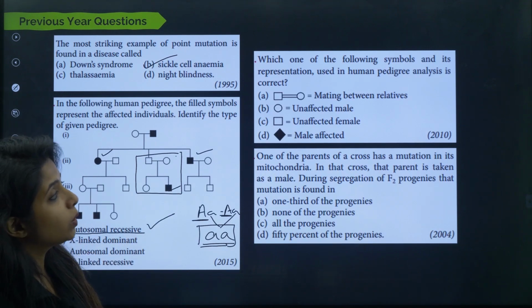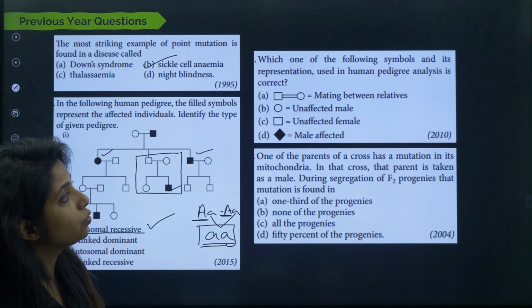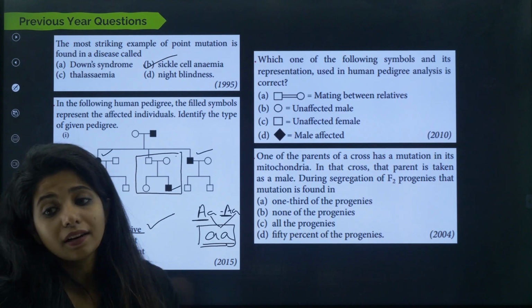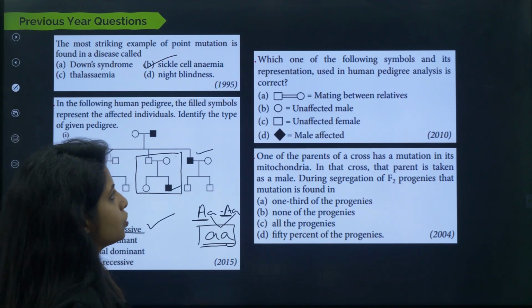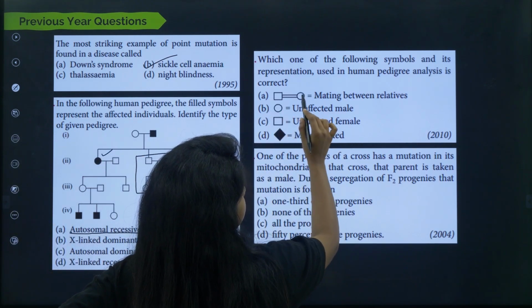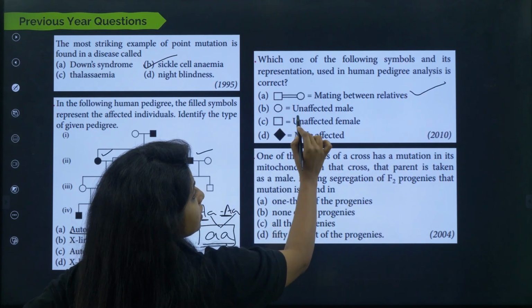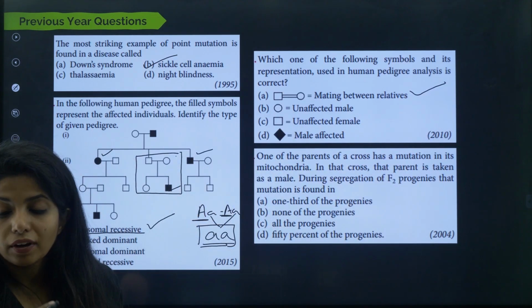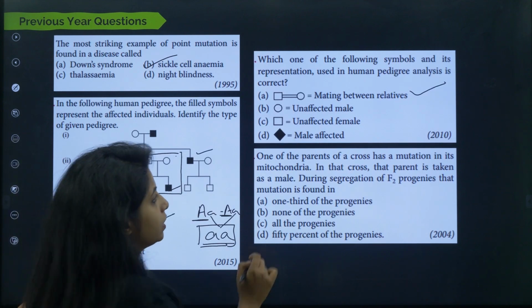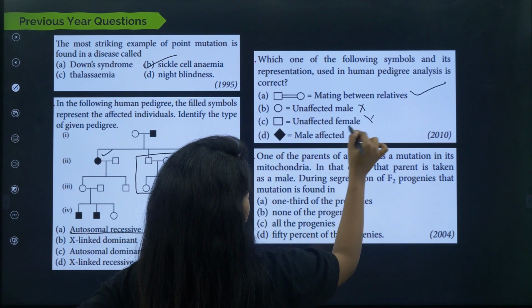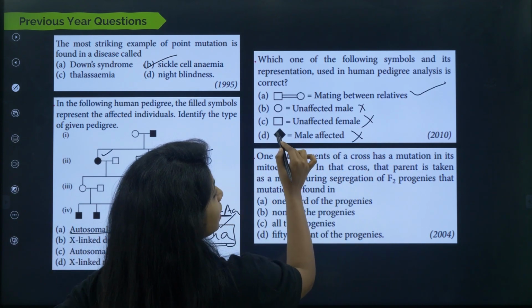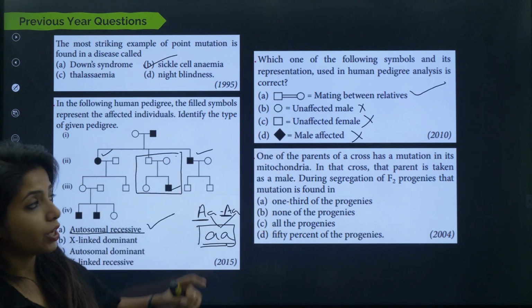Now going ahead, which one of the following symbols and its representation used in human pedigree analysis is correct? What is correct, children? So over here, this says mating between relatives. Yes, this is correct. Round is unaffected male? No, children, it is unaffected female. Round is female. Square is unaffected female? No, this is also wrong. Male affected? No, children, this is unspecified sex. Okay, so that is the correct answer.